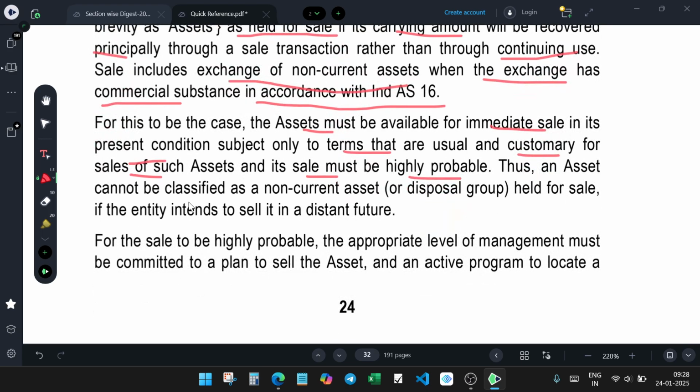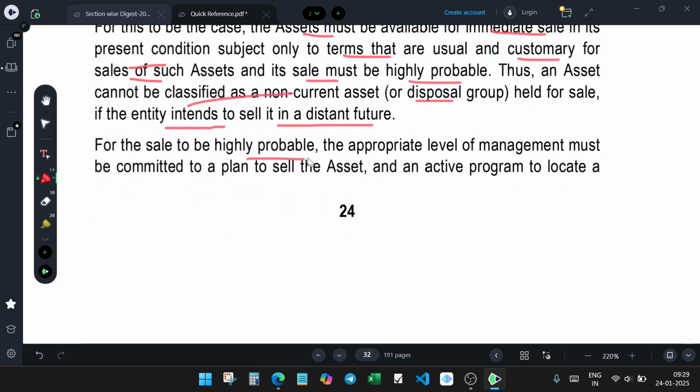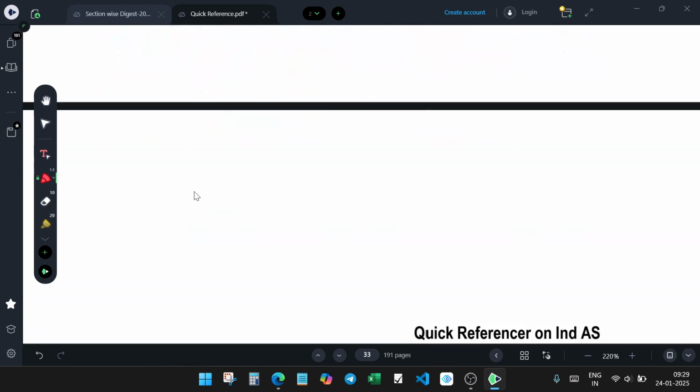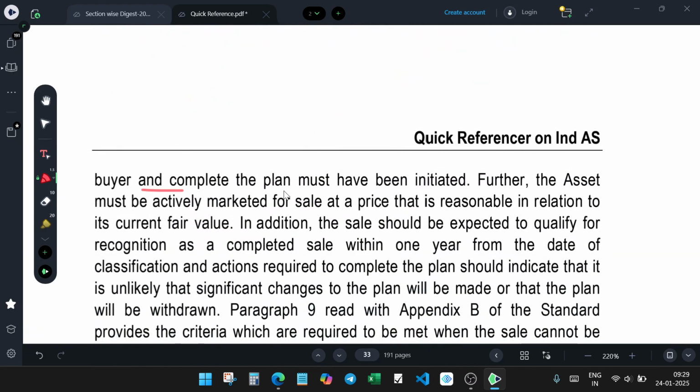The asset cannot be classified as a non-current asset or disposal group held for sale if the entity intends to sell it in a distant future. If you think, we will sell it, sir, we are waiting for a good price and a good purchaser, so we can wait, if you say so, you cannot hold it as a non-current asset held for sale. For a sale to be highly probable, the appropriate level of management must be committed to a plan to sell the asset, and an active program to locate a buyer and complete the plan must have been initiated.